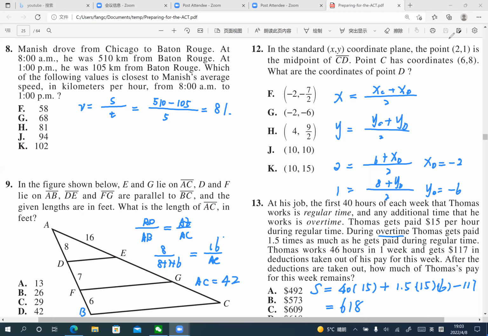Velocity equals s divided by t. The distance from 8 a.m. to 1 p.m. is 510 kilometers minus 105 kilometers. And the time from 8 a.m. to 1 p.m. is 5 hours. Then we do the calculation. We can find the velocity is equal to 81. So we should choose option H.